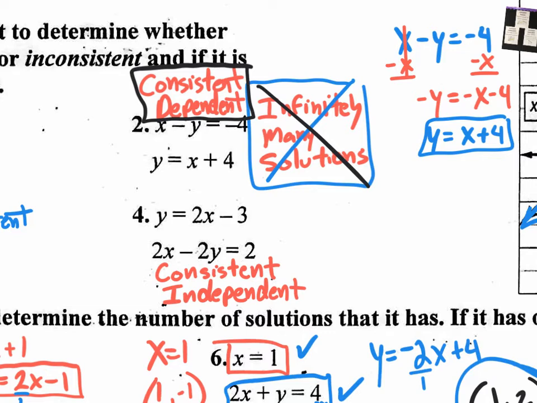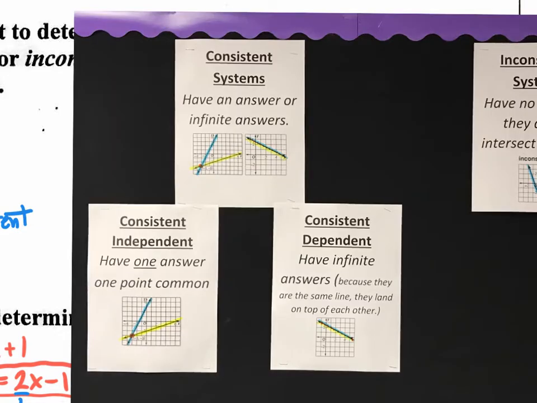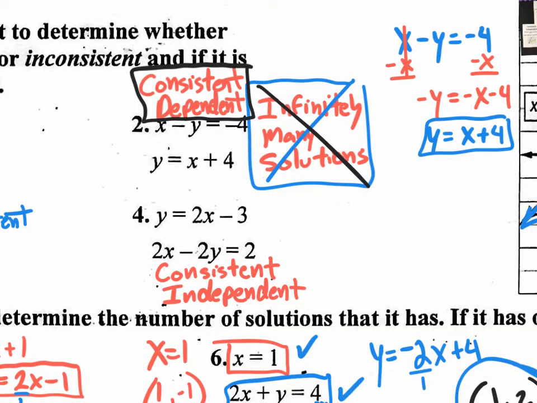And of course, if you get confused with this, just look at the wall in our classroom and you will see that if they do cross, and they cross at one point only, it's a consistent independent system. Let's jump to the next question.